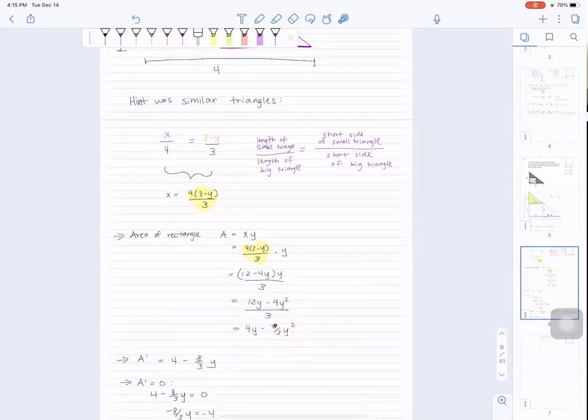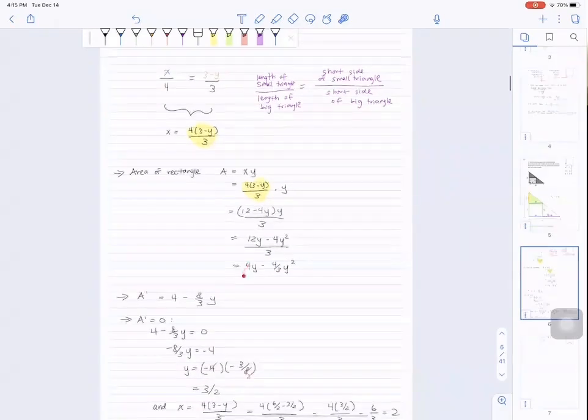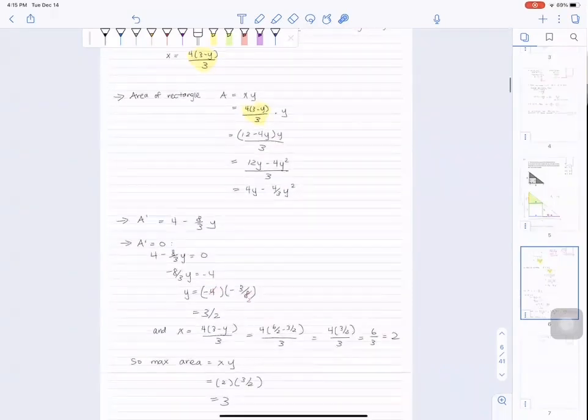Now, what was the whole point of this? We're doing optimization. So you take the derivative of that, which gives you 4 minus, you multiply this down, 8/3 y. Now we want to find the critical points. So we set this equal to 0. Setting this equal to 0 gives us y equals 3/2.